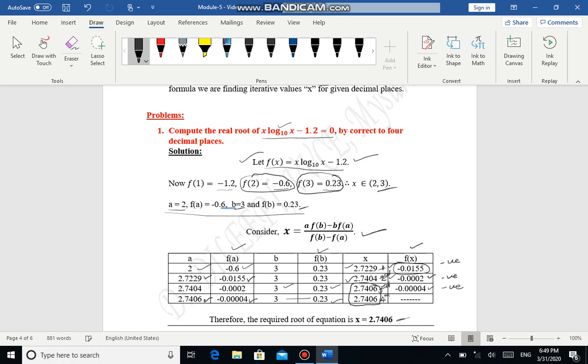So this is the working procedure of the Regula-Falsi iterative method. The important step is reducing the interval in each iteration. To reduce the interval, compare the sign of f of x with f of a and f of b. If the sign of f of x is the same as f of a, then replace a and f of a by x and f of x. If the sign of f of x is the same as f of b, then replace b and f of b by x and f of x. This is very important in the Regula-Falsi iterative method.